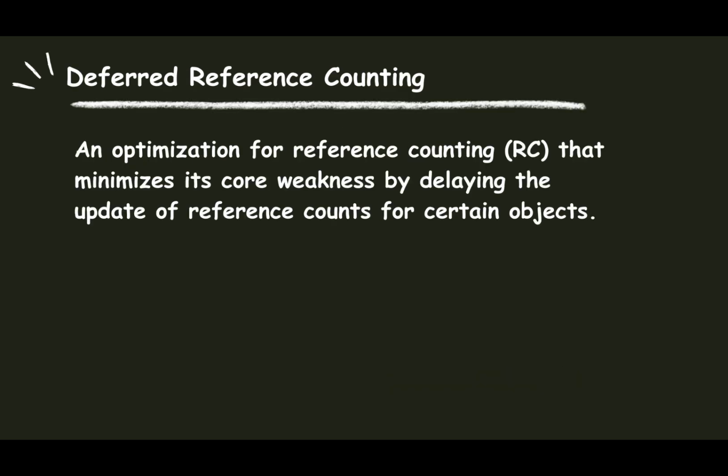Now, let's look at deferred or indirect reference counting. Deferred reference counting is an optimization for reference counting that minimizes its core weaknesses. By delaying the update of a reference count for certain objects, particularly those stored on the stack, instead of updating counts for every reference change, it postpones these updates until a designated reconciliation phase. This can significantly improve performance, especially in languages where stack references are common.